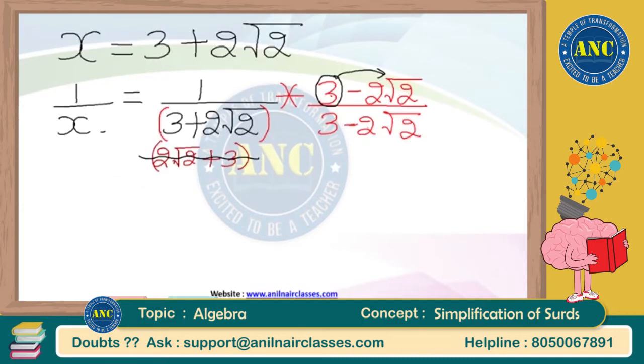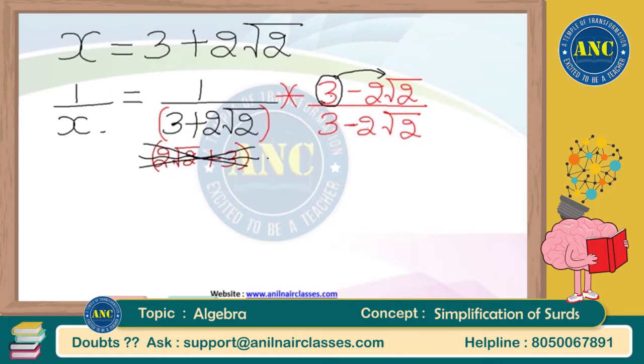Therefore, 3 should come at the starting, then only 2 root 2 should come. So I will not write it in this pattern. I will always write it as 3 minus 2 root 2 as the rationalizing factor. I will not write it as 2 root 2 minus 3, because 2 root 2 is lesser than 3. I hope you are clear. I will very clearly explain all these things to you, sir, because all these things matter a lot for me.